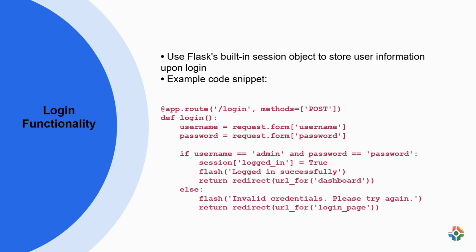For instance, if the username and password match a predefined value like admin and password, you can set the session logged_in to true. This session data can then be accessed in other routes to verify a user's logged-in status. You can further create conditional statements to control access to certain parts of your application based on the session variables.